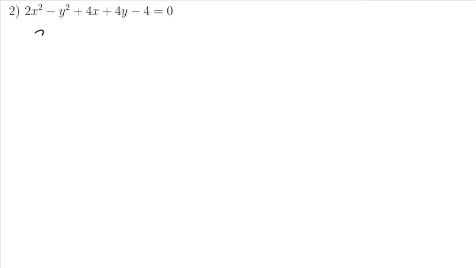So we can group the x terms together like so, 2x squared plus 4x, and we can group the y terms together, and that just means I put them next to each other, right? And then I move the 4 to the other side. I always move the constant to the other side. So add 4 to both sides, and I get this.